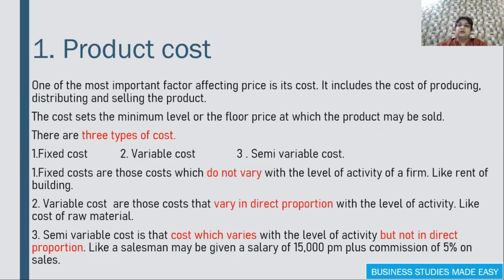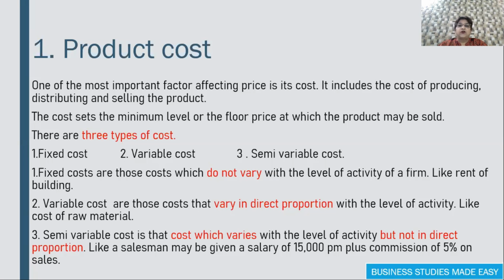Now, cost has 3 parts: fixed cost, variable cost, and semi-variable cost. Fixed cost is that cost that does not vary with the level of production. Whether you produce 10 units or 100 units, let's say you have to pay the rent of the building. Even if the workers are on strike and nothing is being made, you still have to pay the rent. So that cost, which remains fixed irrespective of the amount of production, is called fixed cost.